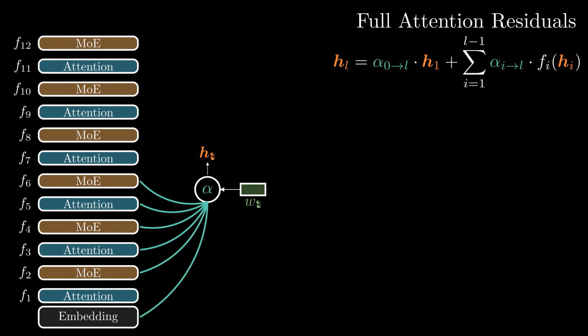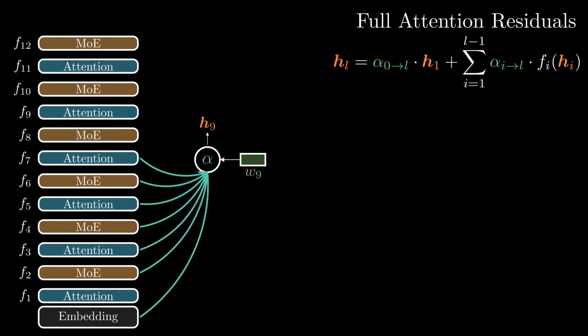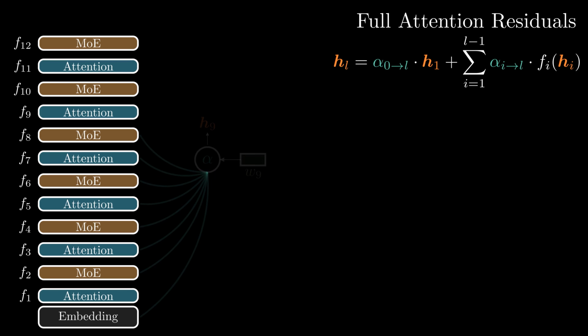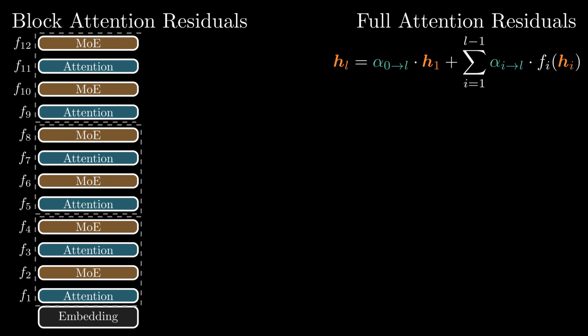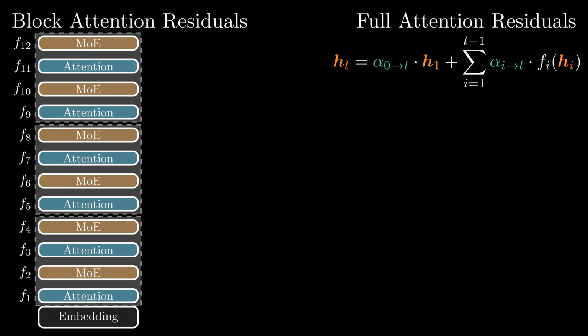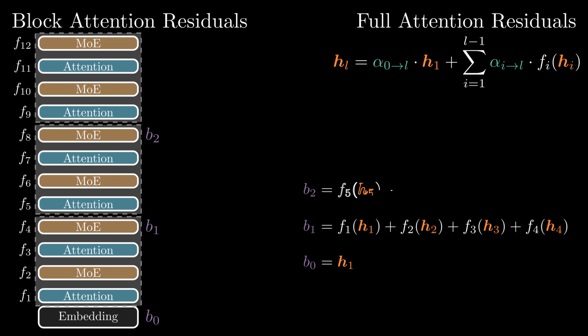But perhaps we don't need individual layer-level resolution. This is the idea of block attention residuals. We compress groups of layers into single summary vectors. We refer to the input embedding as B0. Layers 1 through 4 form block 1. Layers 5 through 8 form block 2. Layers 9 through 12 form block 3. Each block summary stores the summation of the layer outputs within the block.